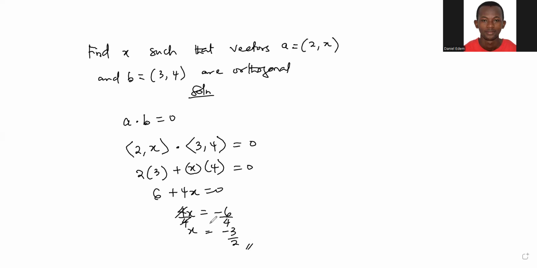All that you need to note is that if it is orthogonal, your A dot B is equal to 0. I hope it is clear. So with this, you should be able to solve examples on your own. All right. Another question.